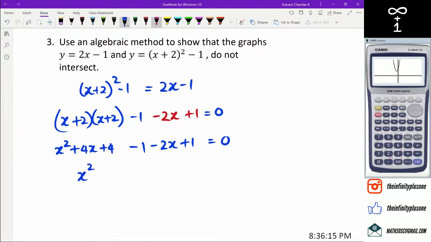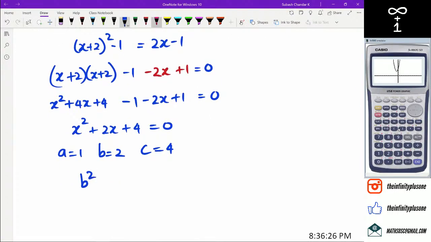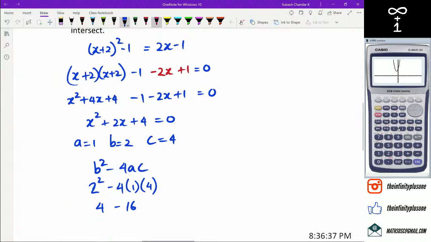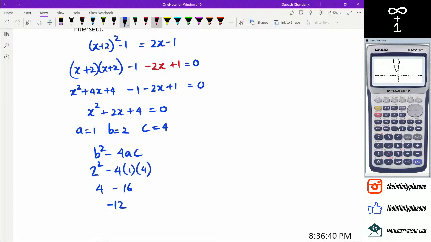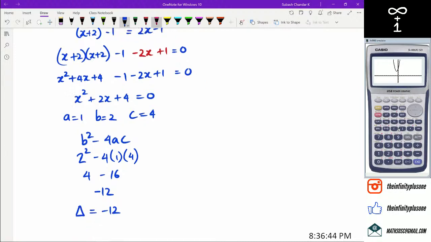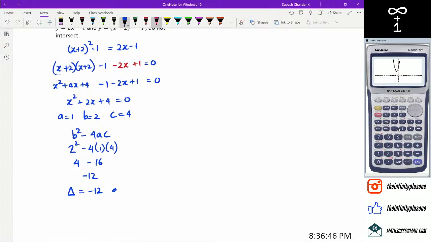I've got x squared plus 2x plus 4 equals 0. So a is equal to 1, b is equal to 2, c is equal to 4. So find out what b squared minus 4ac is. So I've got 2 squared minus 4 times 1 times 4, which is 4 minus 16, which gives me -12. So I just write this down. Discriminant is -12. Just a little statement.